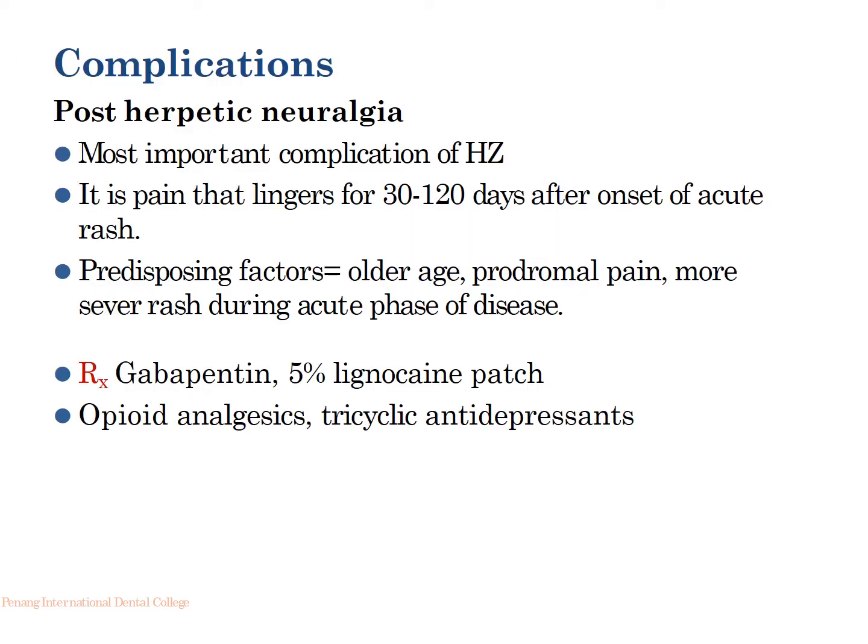The complication of herpes zoster infection most commonly is post-herpetic neuralgia. It is a pain that lingers for 30 to 120 days after the onset of the acute rash. Predisposing factors to this complication are older age, prodromal pain, that means pain that the patient had prior to the formation of acute ulcers or rash, and a more severe rash during the acute phase of disease, which means the patient is more likely to have post-herpetic neuralgia as a complication.